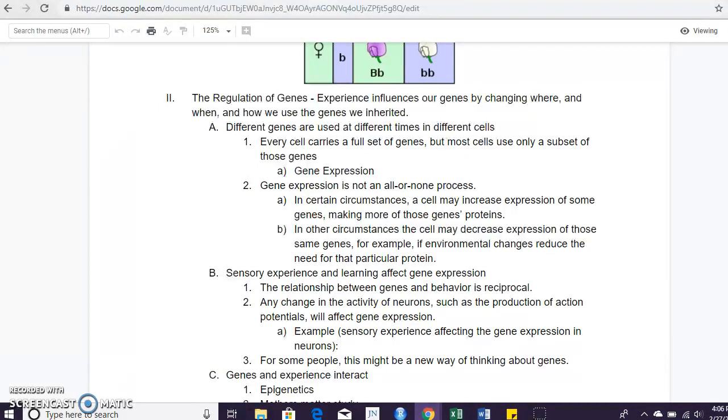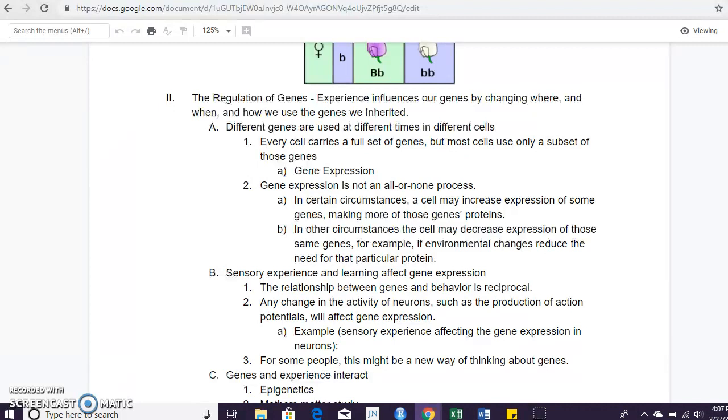to make its protein. An example of cells carrying a full set of genes but only using a subset is that the proteins a brain cell needs differ from those needed in other areas of the body. It's going to differ from a liver cell. It's going to differ from a skin cell. And so brain cells, for example, use a different subset of genes.